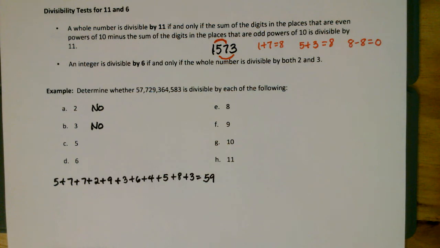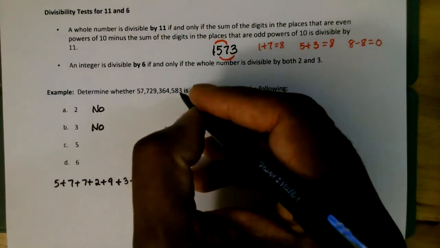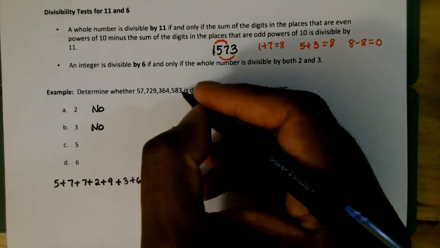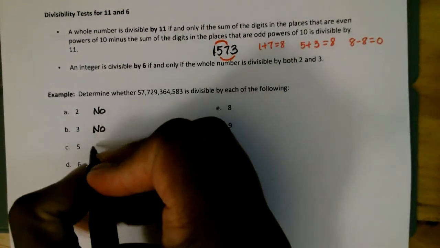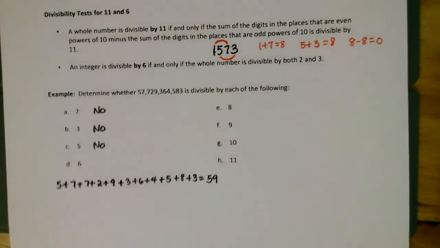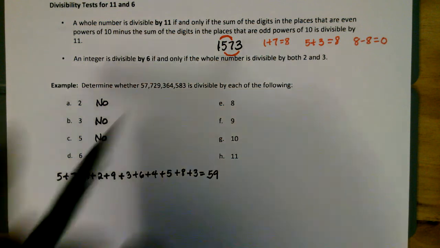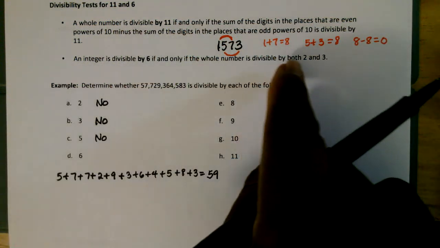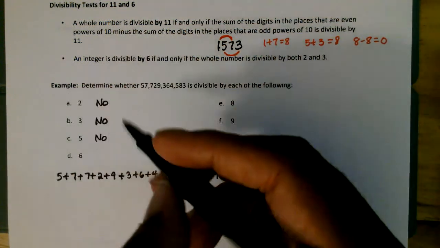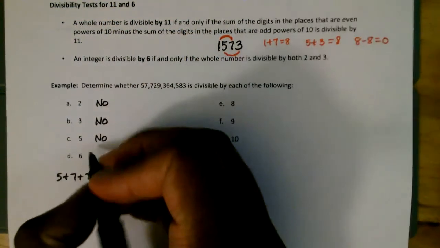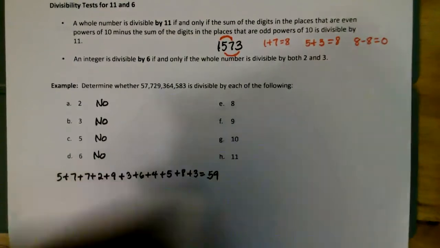Now part C, is that number divisible by 5? Well, the last digit is a 3. For it to be divisible by 5, it must end in a 0 or a 5. Unfortunately, it ends in 3, so that would be no for that. What about divisible by 6? Well, for it to be divisible by 6, the whole number must be divisible by both 2 and 3. Here, it's not divisible by 2 and it's not divisible by 3. So this answer is also no.